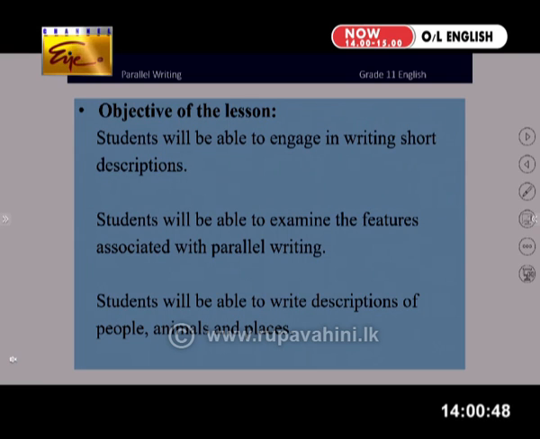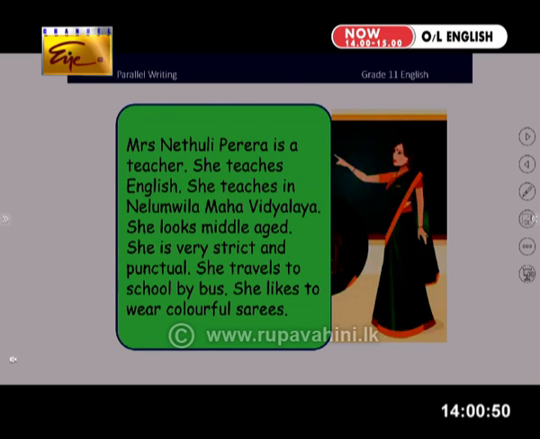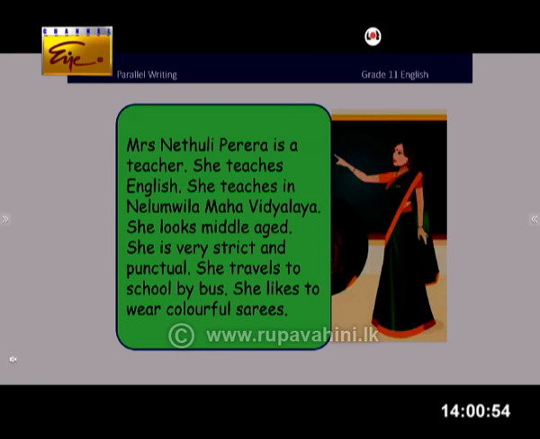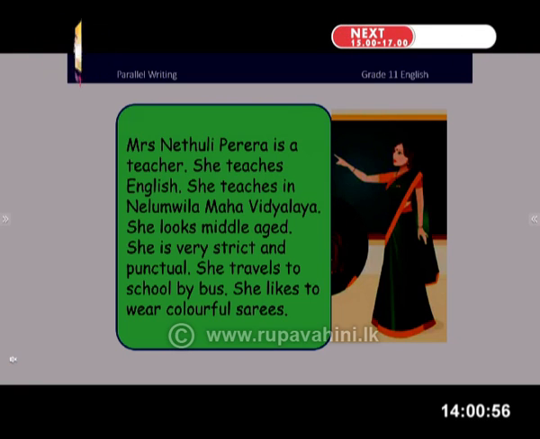Before getting started, I want you to read this paragraph. Observe the sentence structures carefully, children. Let's read it together. Mrs. Nethuli Pereira is a teacher. She teaches English. She teaches in Nelumvilla Mahavidyalaya. She looks middle-aged. She is very strict and punctual. She travels to school by bus. She likes to wear colorful saris.